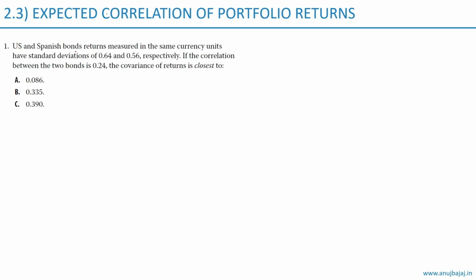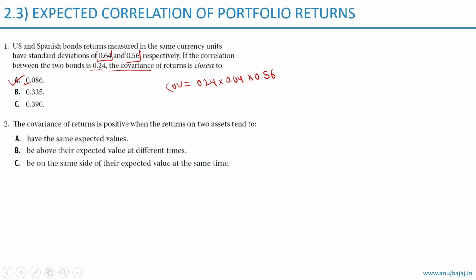US and Spanish bond returns measured in the same currency units have standard deviations of 0.64 and 0.56 respectively. If the correlation between them is 0.24, then what is the covariance of return? The covariance equals the correlation multiplied by the standard deviation of each of the asset returns. So 0.24 multiplied by 0.64 multiplied by 0.56, and the correct answer is option A, which is 0.086.